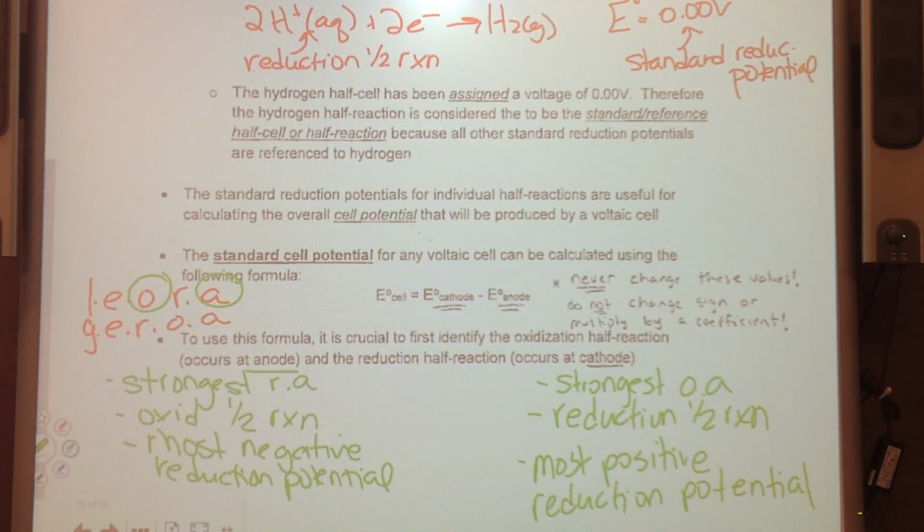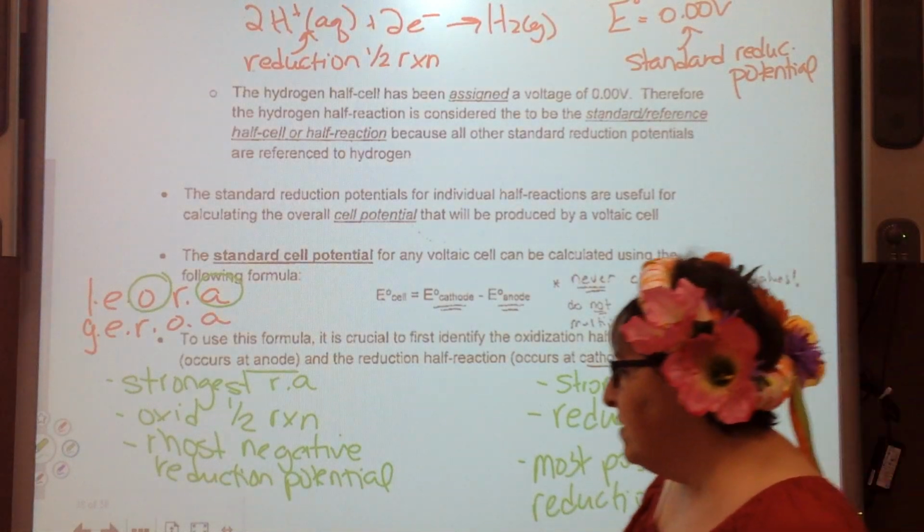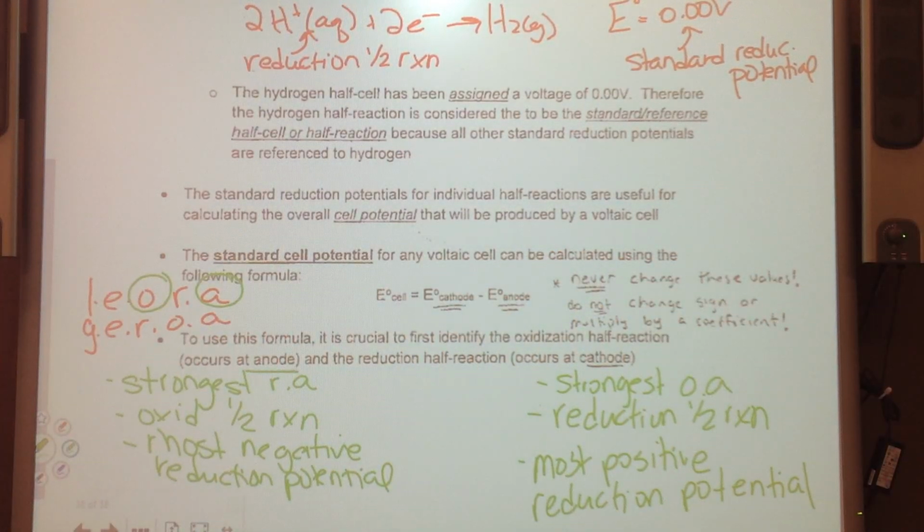And yes, the word reduction does belong there. Okay. So when you have an oxidation half reaction, that's happening at the anode. It's the strongest reducing agent, which means that we're looking at the bottom right-hand side of that chart. Whereas the cathode is the strongest oxidizing agent, so we're looking at the top left-hand part of that chart. Okay? Makes sense so far? Yeah, sort of, kind of.